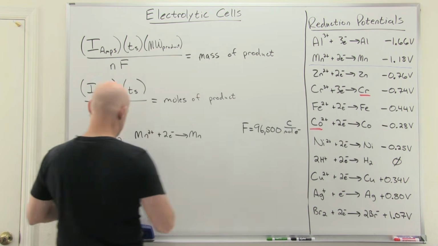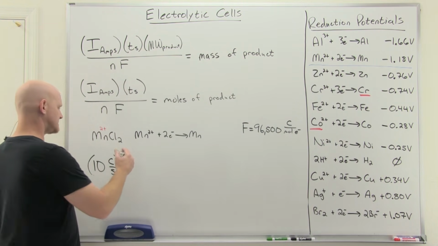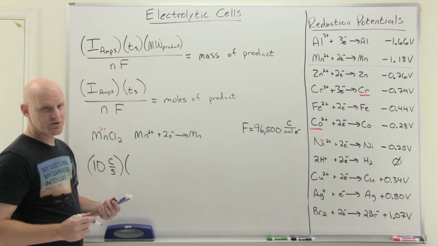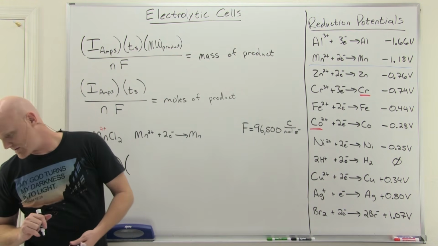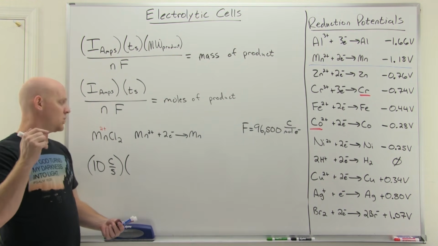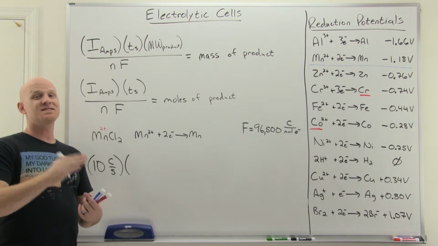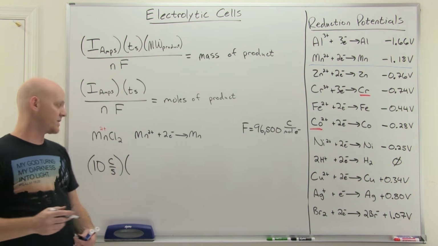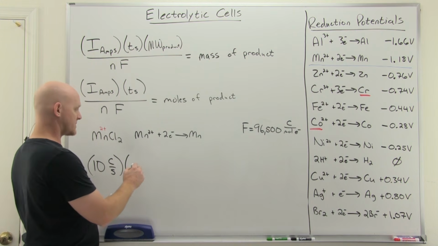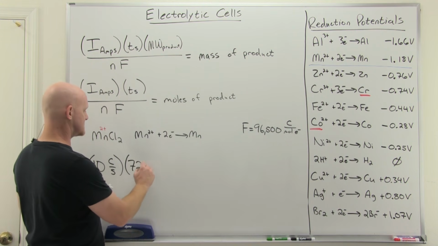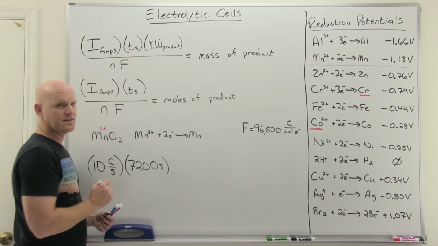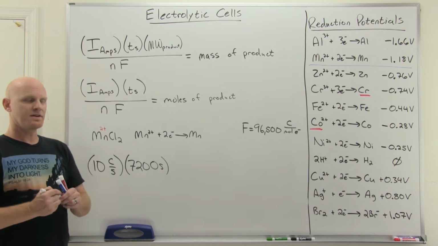So we'll take that 10 coulombs per second, and in this case, we're doing electrolysis for 2 hours. 1 hour has 60 minutes, and each minute has 60 seconds. 60 times 60 is 3,600 seconds in an hour. So that's the conversion I'm going to use here. For 2 hours, that would be 7,200 seconds. Cool, I did a little math in my head there.